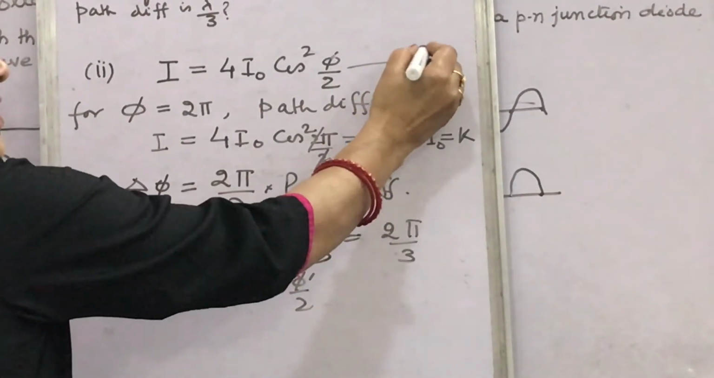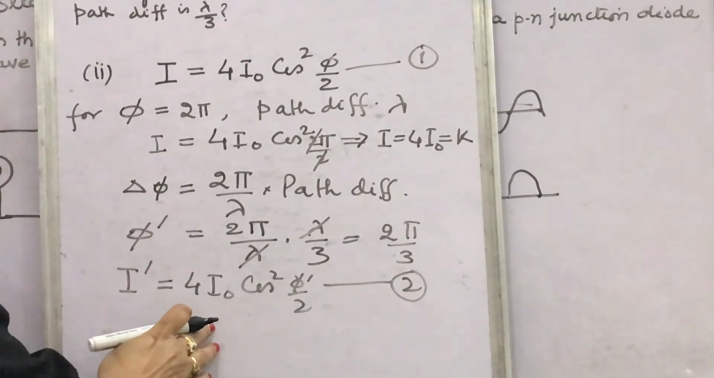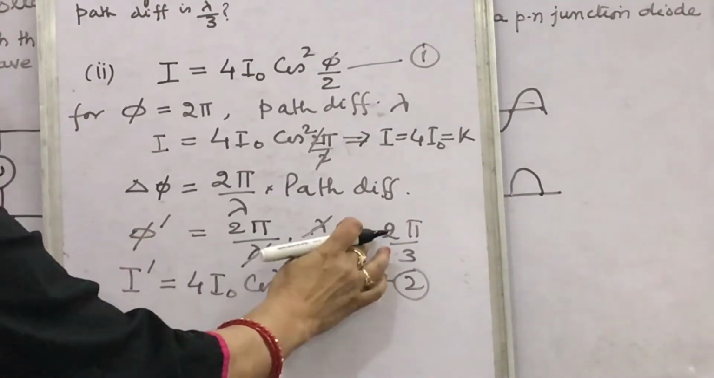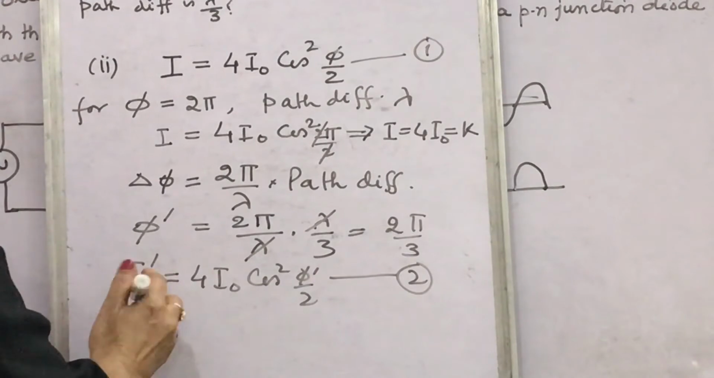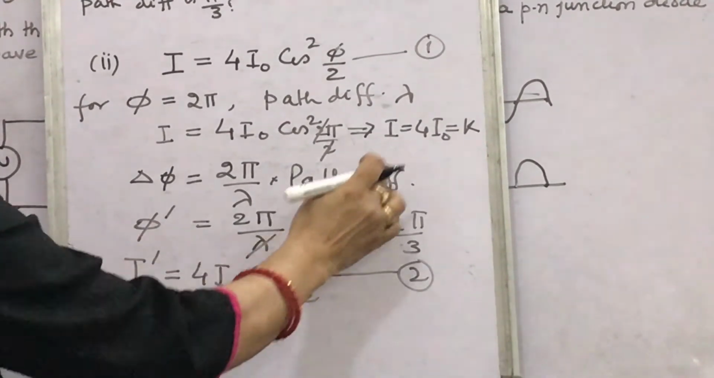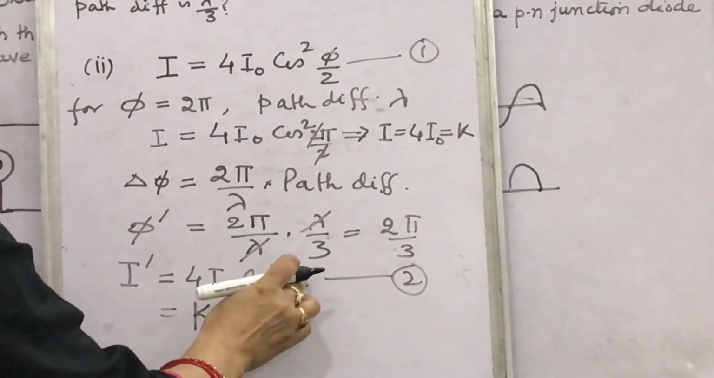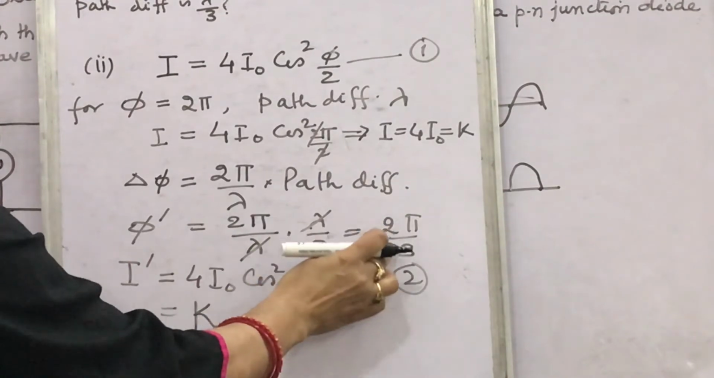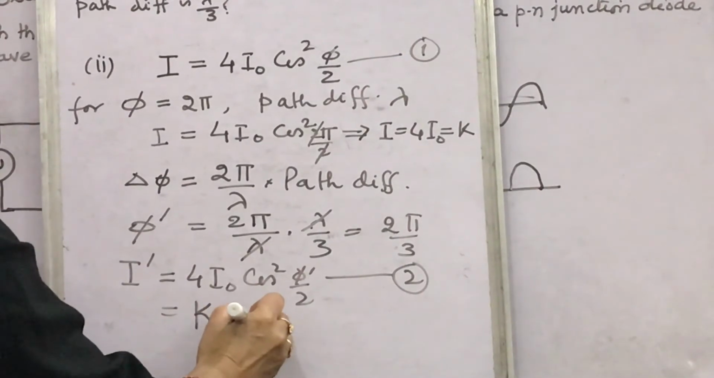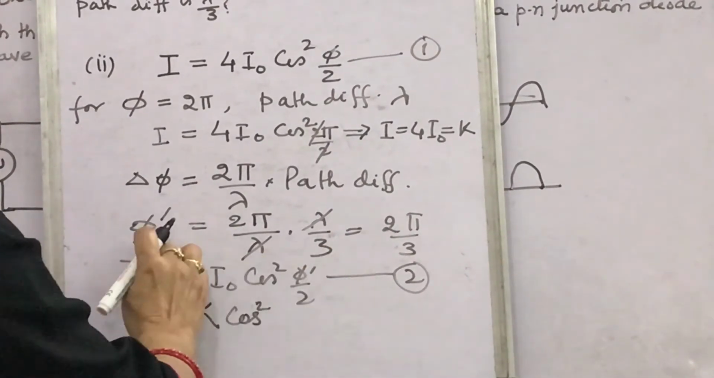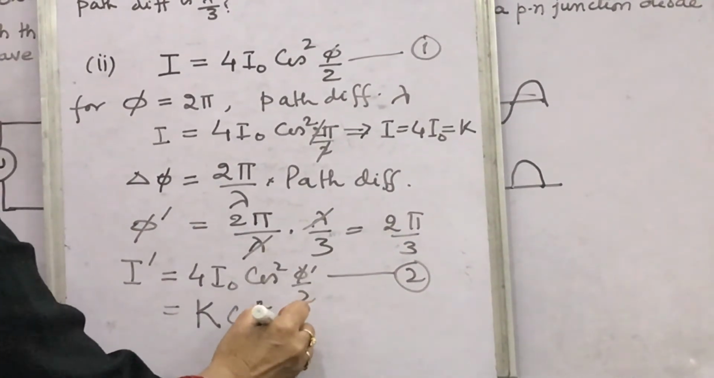Okay, you have written expression number 1 for the first case. Now expression number 2 for the second case. What is phi dash? 2 pi by 3. Then if you write here, this is 4 I naught. What is 4 I naught? This is k. You write here k. What is cos square phi dash by 2? Phi dash by 2 will be pi by 3, so you will write here cos square of pi by 3.